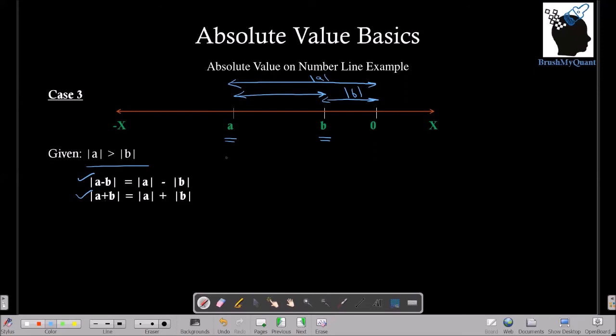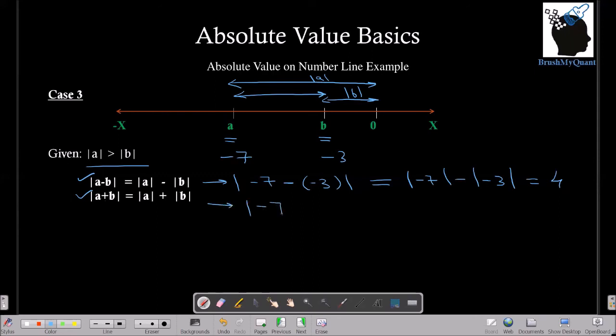Let's take an example. So let's say a is minus 7 and b is minus 3. So in the first case, it will become mod of minus 7 minus minus 3 is equal to mod of minus 7 minus mod of minus 3, which is nothing but 4. And in the second case, it will become mod of minus 7 plus minus 3 is equal to mod of minus 7 plus mod of minus 3, which is 10.